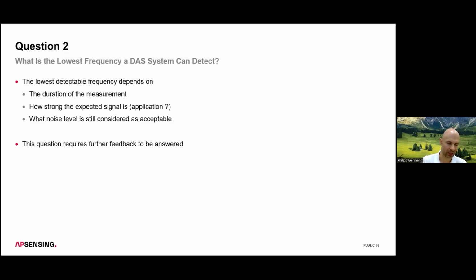And then, of course, the third point to mention here is what sort of noise level is considered by you, the operator, as acceptable. So these are the 3 points that need to be discussed, which are important. And only if these 3 questions can be answered, only then can we talk about what is the expected lowest frequency for a DAS system.